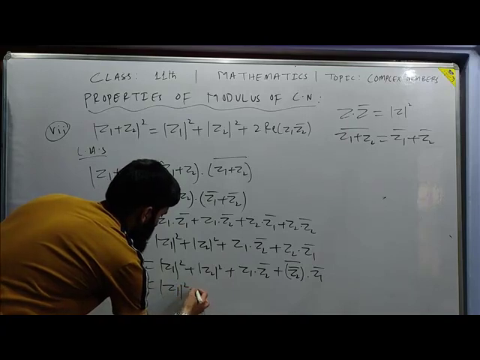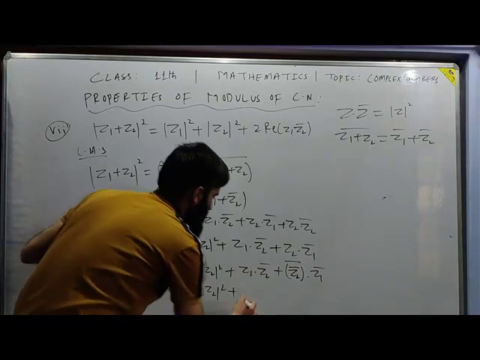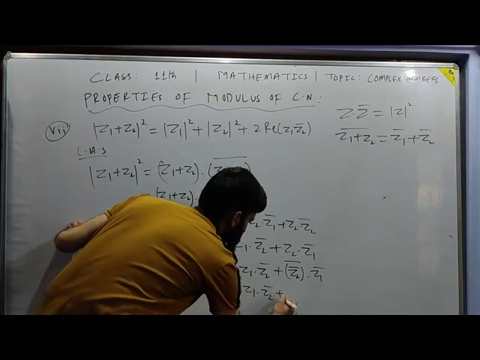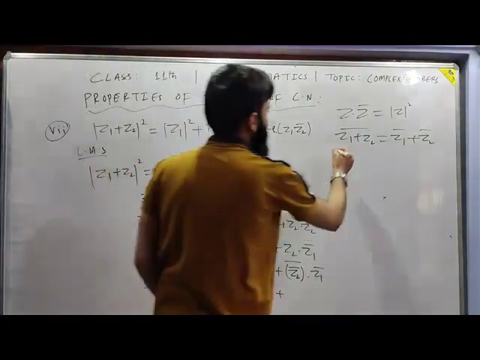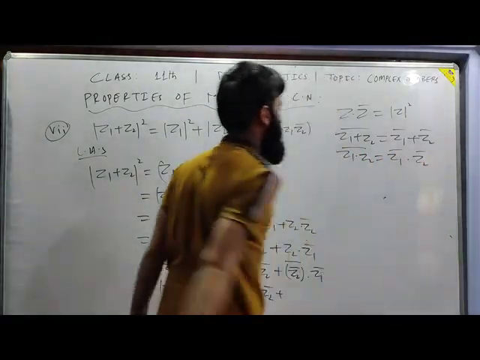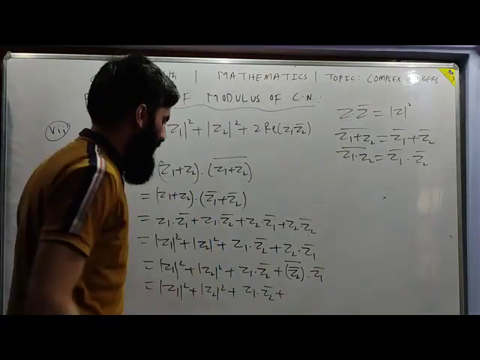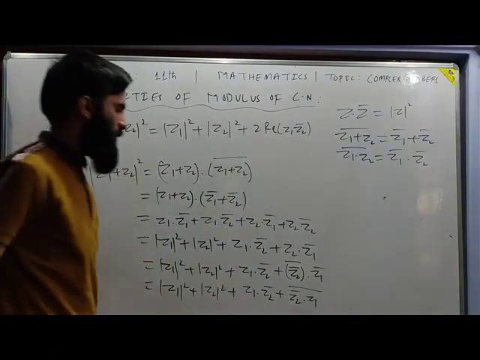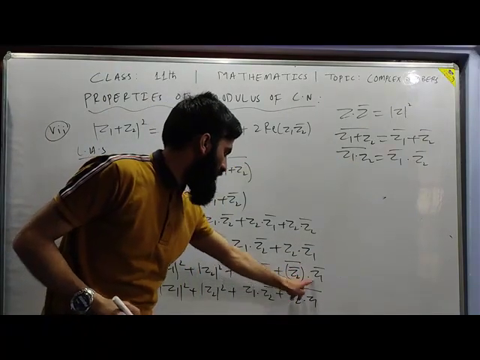modulus of Z1 square plus modulus of Z2 square plus Z1 dot Z2 conjugate plus. Since from the product of the conjugates, you know that Z1 dot Z2 whole conjugate is equal to Z1 conjugate dot Z2 conjugate. So this is the product of the two conjugates over here. So you can write it like this: Z2 conjugate dot Z1 whole conjugate. Why? Because on using this property, you will get Z2 conjugate whole conjugate dot Z1 conjugate.